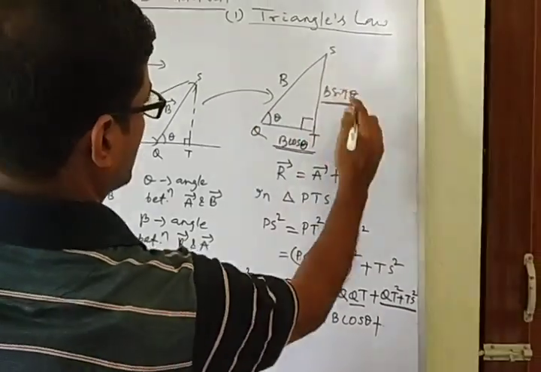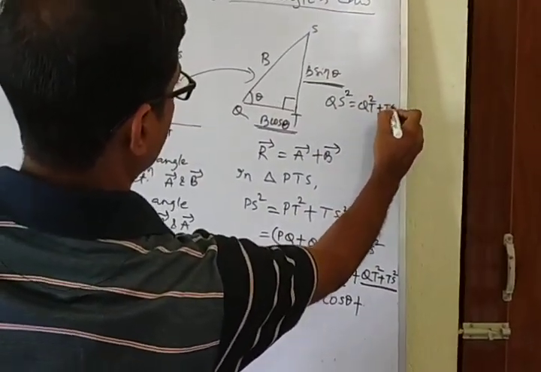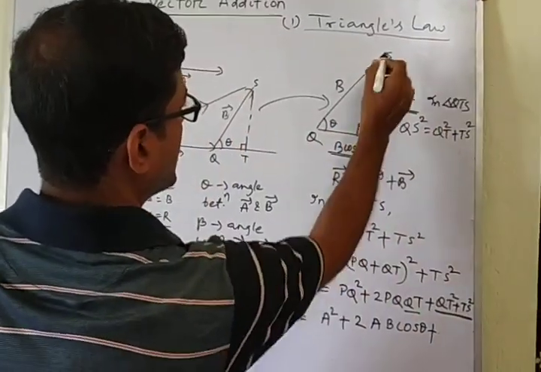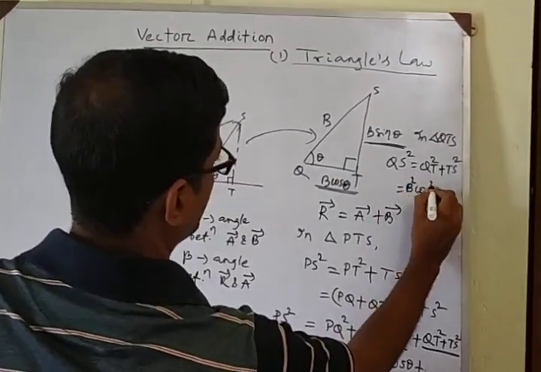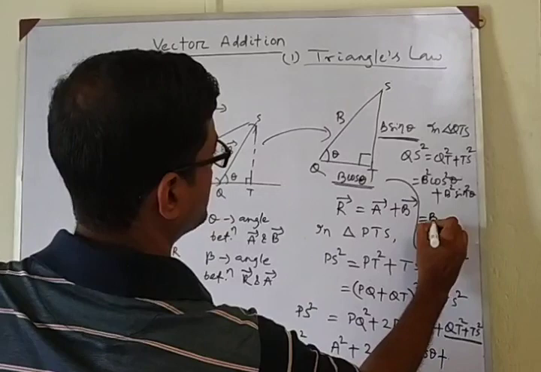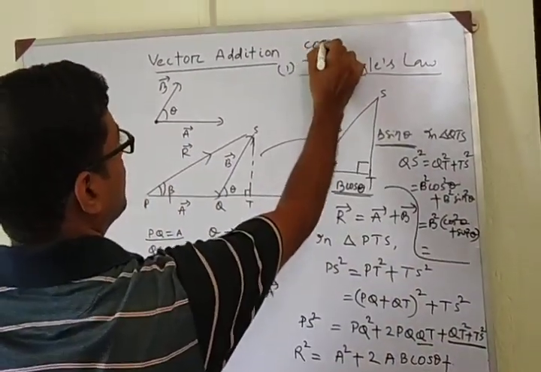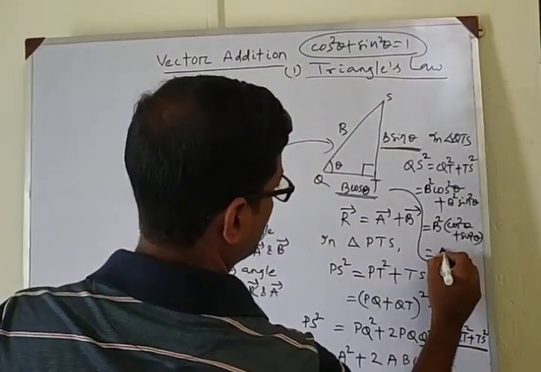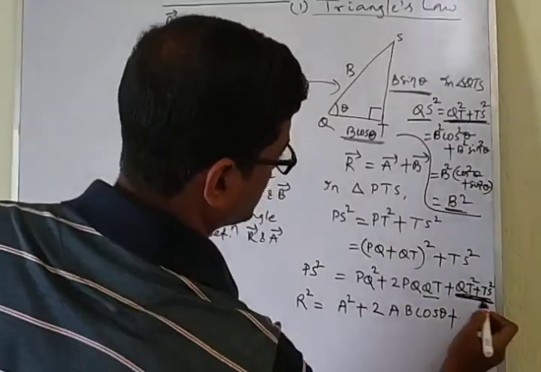Again I am coming to this triangle. Here if I apply Pythagoras theorem in the small right angle triangle QTS, QS square equals QT square plus ST square. What is your QT square? Already I have mentioned, that will be B square cos square theta plus, what is your TS square? That will be B square sin square theta. Now if I take B square common, it will be cos square theta plus sin square theta, and you know cos square theta plus sin square theta is 1. I am using it here. So my QS square, QT square plus TS square, equals B square.